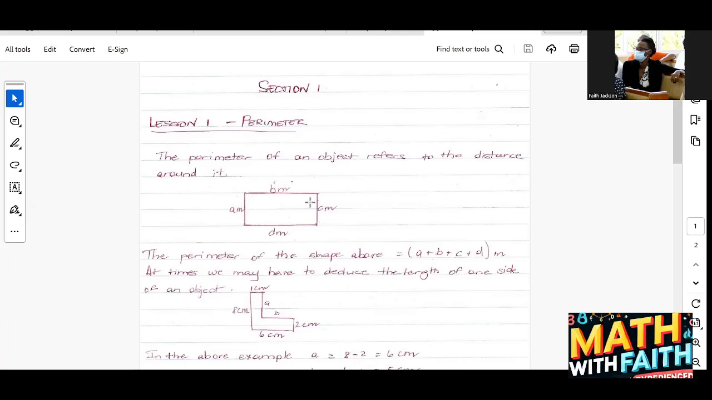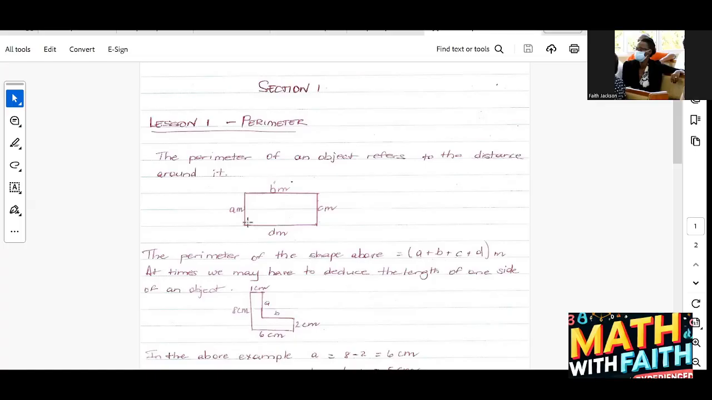So take this rectangle, for example. This rectangle has this side, A meters long, this side, B meters long, this side, C meters long, and the bottom down here, D meters long. So as we said before, the perimeter of a shape refers to the distance around it. So the perimeter of the shape, which happens to be a rectangle, is A plus B plus C plus D meters.